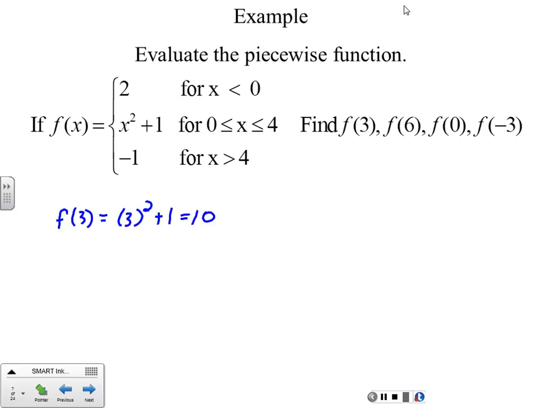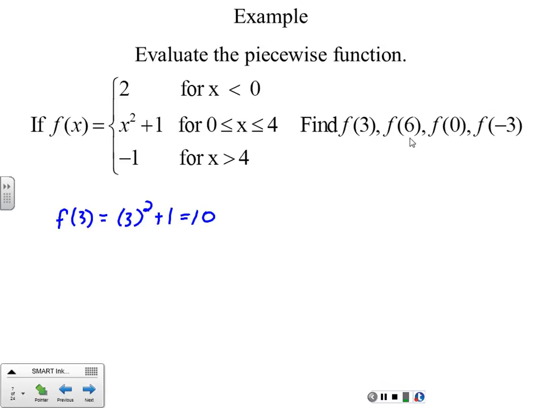Did you see how I figured that out? You have to know your domains. You have to look at these domains to figure out which one we're going to use. If my x value is 3, this one says x less than 0. 3 is not less than 0, so we throw that one out. This one says any number between 0 and 4, including. Why do I know it's including 0 and 4? Because of the line underneath there, you can be equal to, and that's where the 3 falls into play.